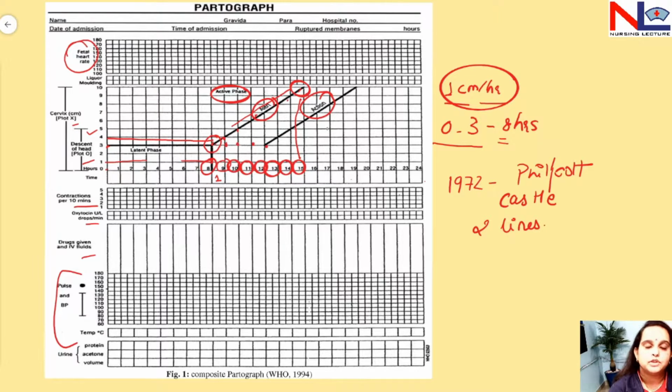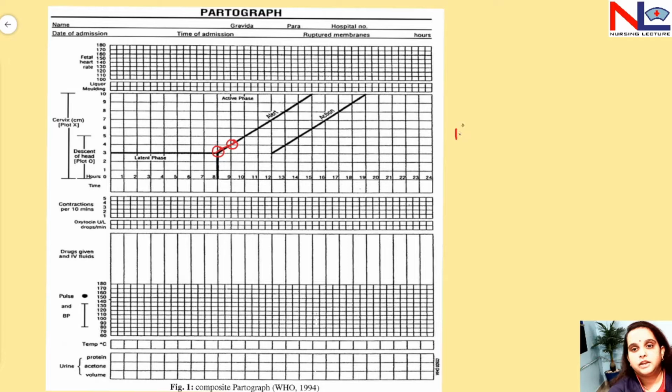So, in this composite type of partograph, what two things are included? One is the latent phase, that is from 0 to 3 centimeter dilatation, and the other one is the dilatation which begins from 3 centimeter and reaches up till 10 centimeter, which comes into the active phase. Okay. So, it was given by Emanuel Friedman. So, he told that there are 3 phases in the active phase. One is the acceleration phase.